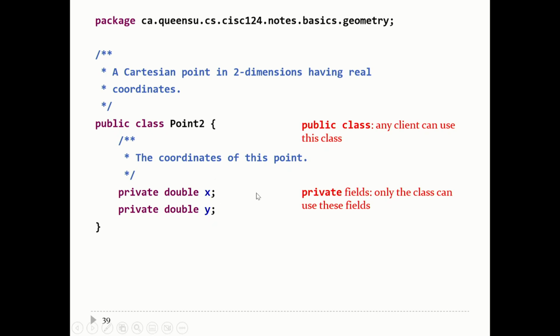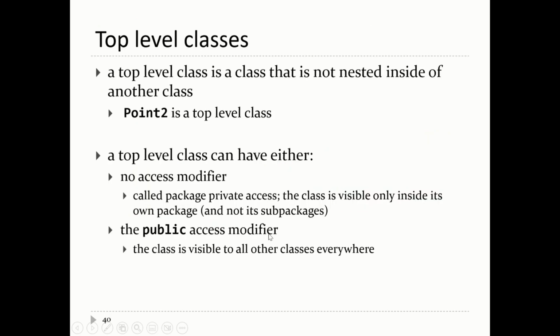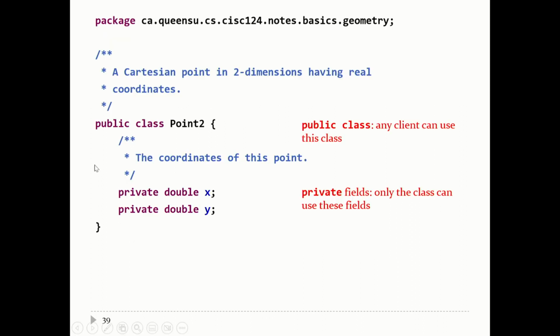Inside the class Point2, we do know that there's a field called x and y. So that thing, Point2, is what's called a top-level class. It's a top-level class because it's not inside of another class. So a top-level class can have either no access modifier or a public access modifier. Those are your only two choices for that access modifier. So it's either public or nothing.